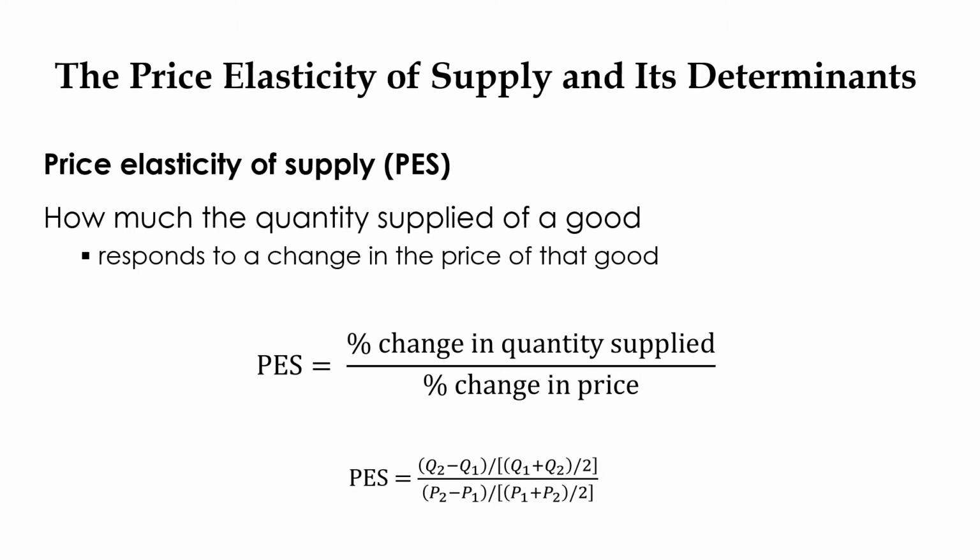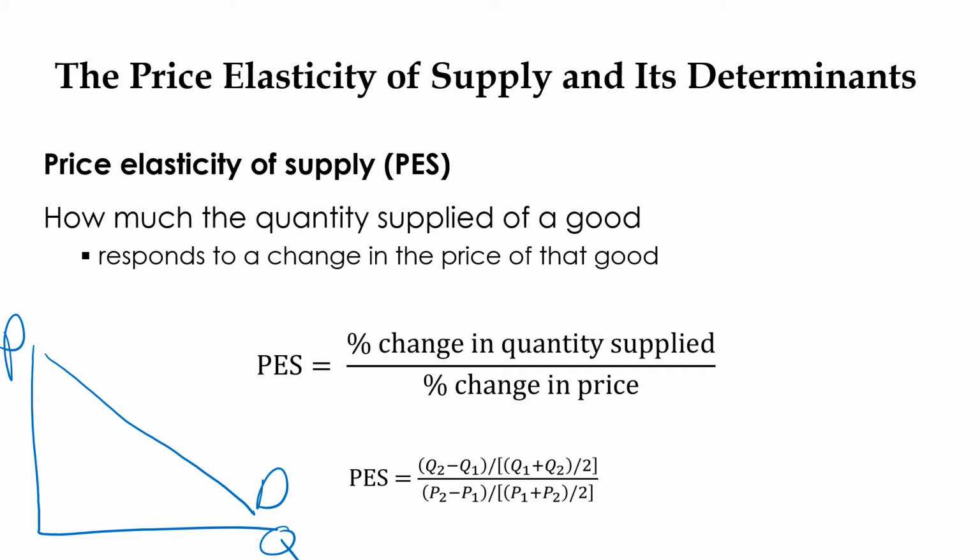All right, so when we talked about the elasticity of demand, we always got a negative number. Why? Because demand curves slope downwards. So as the price of something goes up, what happens to the quantity? The quantity demanded goes down. So we always get a negative number when we're calculating our price elasticities of demand.